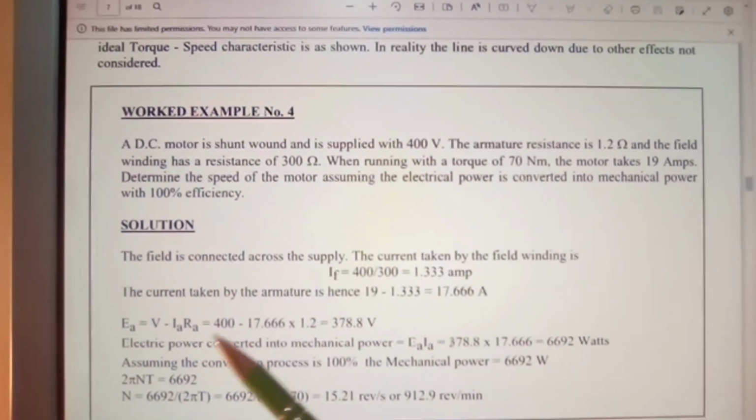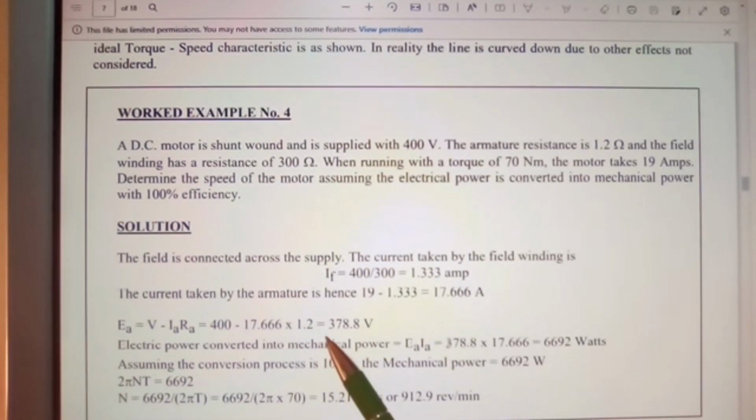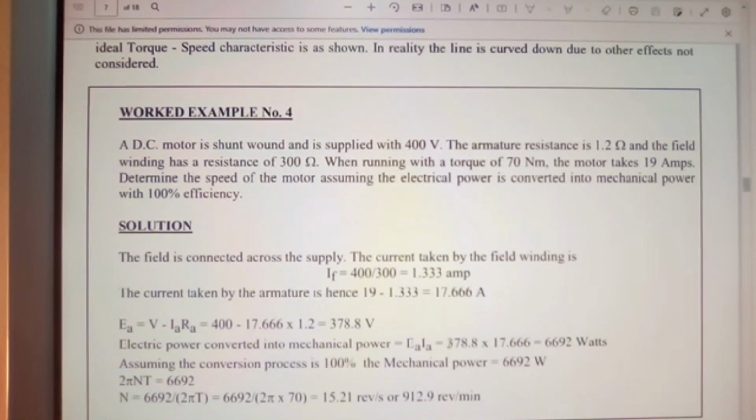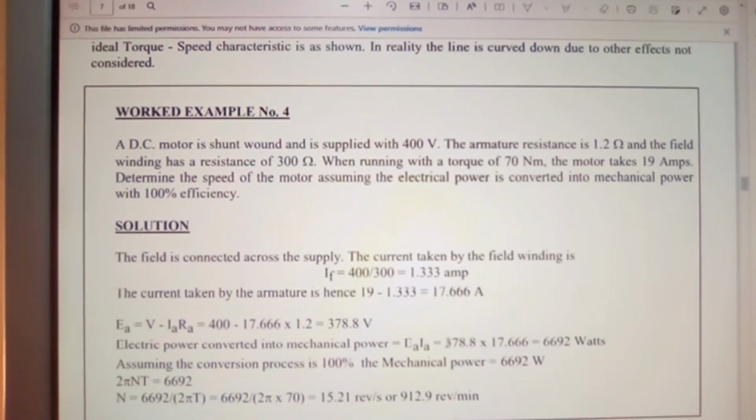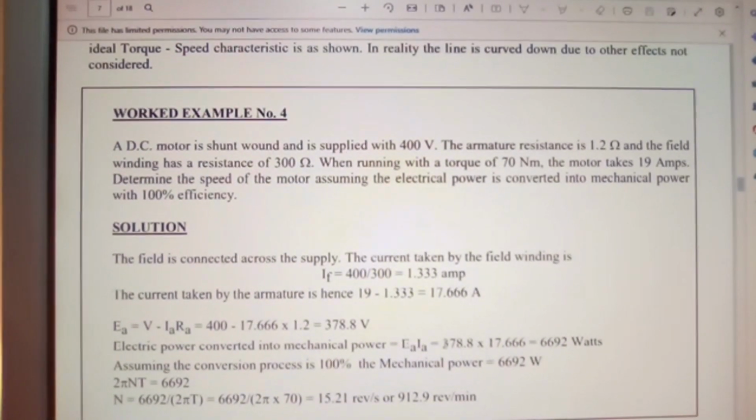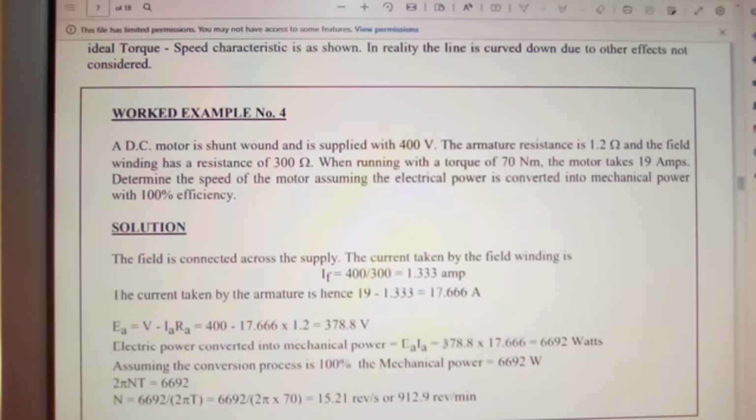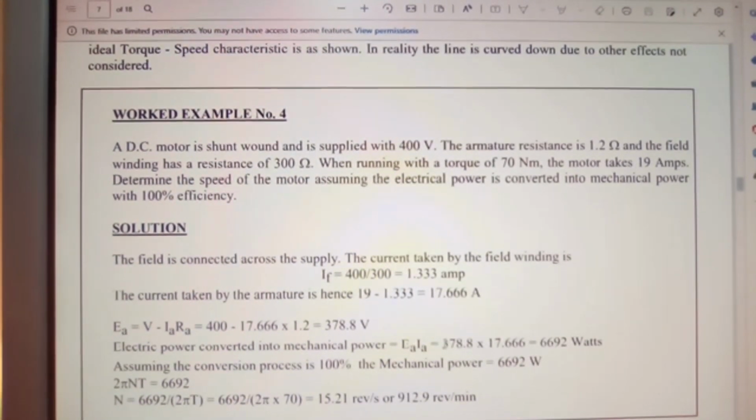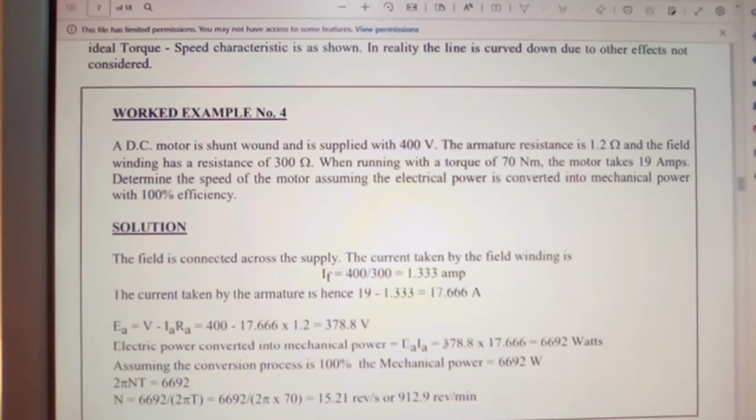Okay, and that gives you 378.8 volts. Now check that for yourself, because sometimes it doesn't actually work the way you think it does. And let me just see something from here for myself.